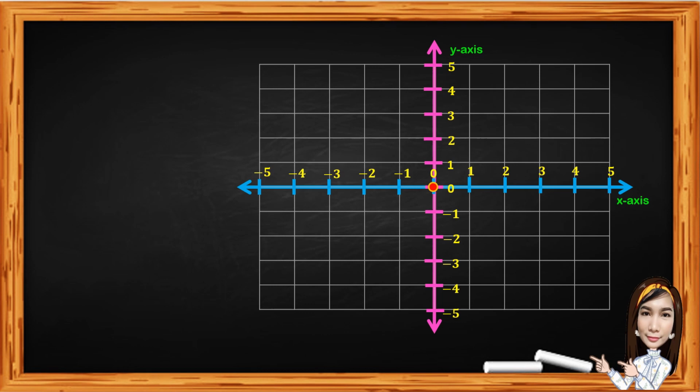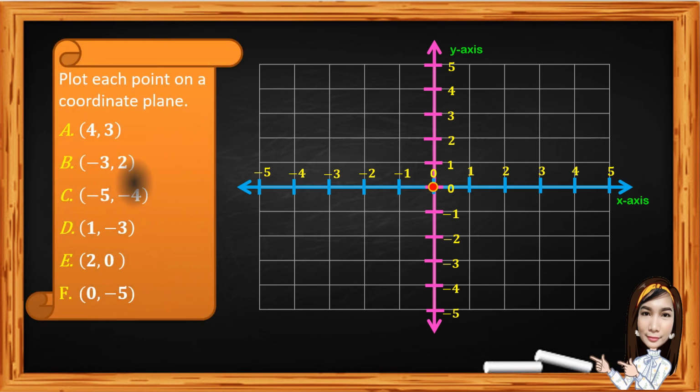Now, for you to understand, let's have the given example. Plot each point on a coordinate plane. First, given point A with the coordinates positive 4 is the x, positive 3 is the y. Always start at the origin. The x-coordinate is positive, so we move 1, 2, 3, 4 units going to the right. From that position on the x-axis, we move 1, 2, 3 units going up, for the y-coordinate is also positive. Then draw a dot to represent the point A with the coordinates (4, 3). And that is located in quadrant 1.